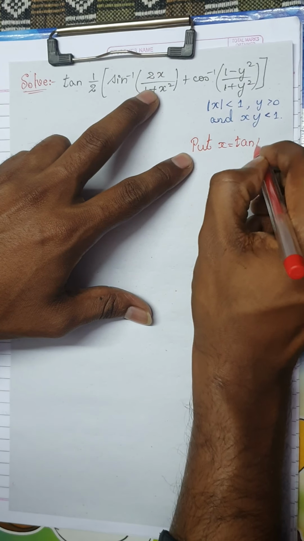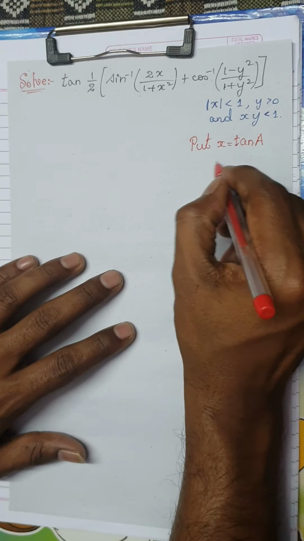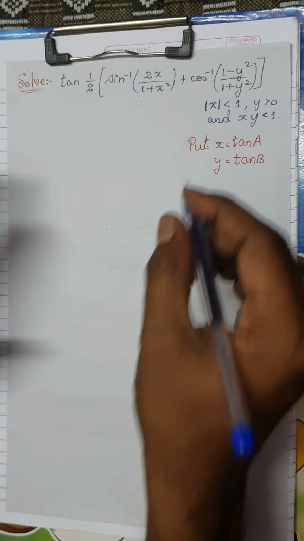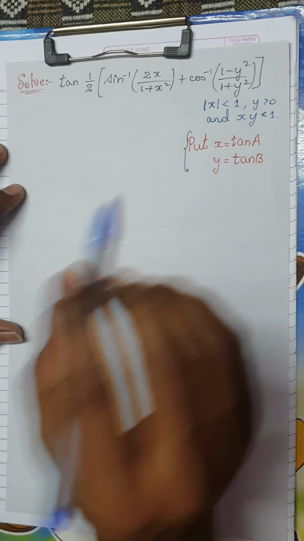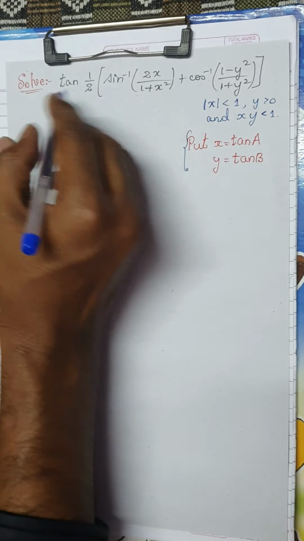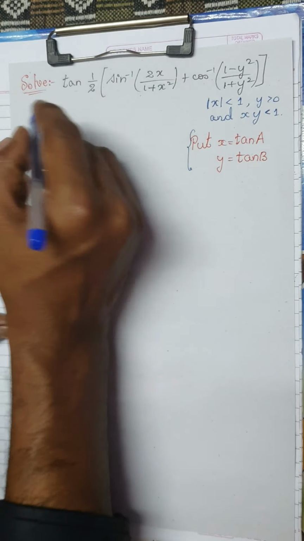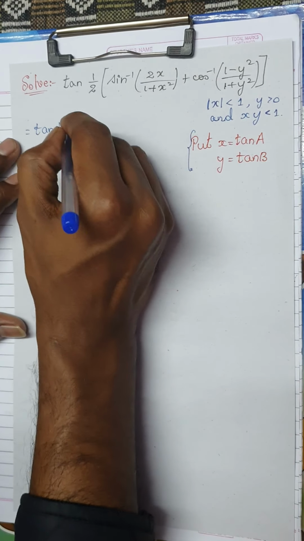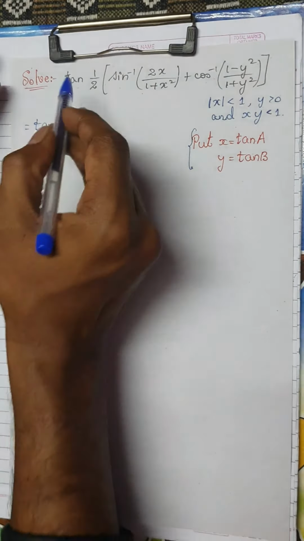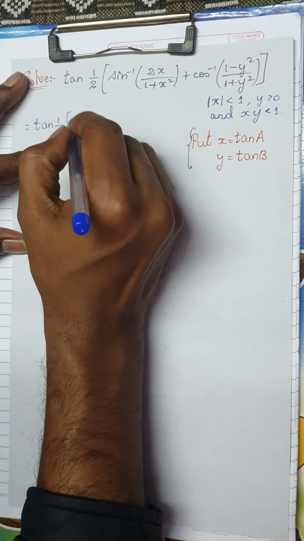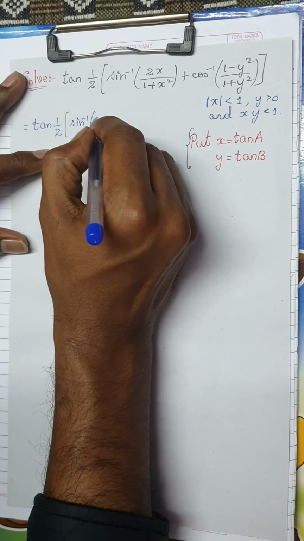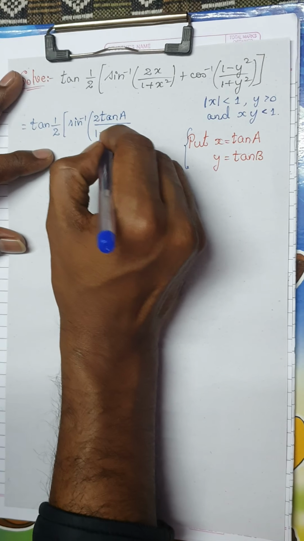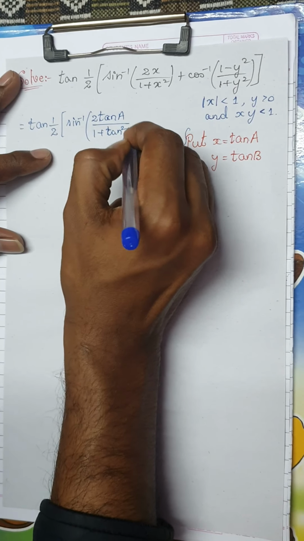Let me take tan a, okay, and in place of y let me take tan b. Just if you remember this substitution, you can easily solve this question. Therefore first write the given term as it is. Now this will be equal to tan of, remember it is just tan, not tan inverse, so tan of half into sine inverse of, so this will be 2 tan a divided by 1 plus tan square a.